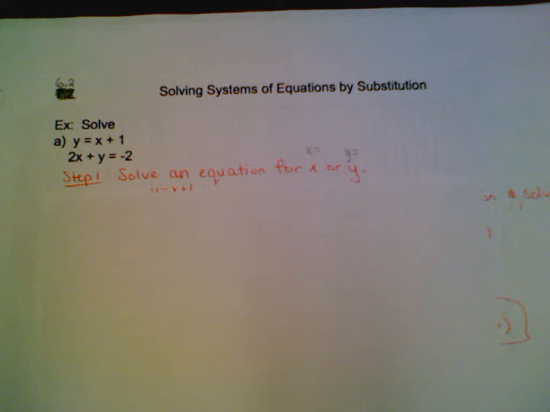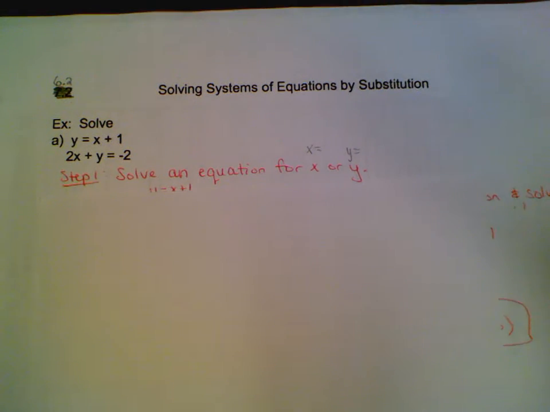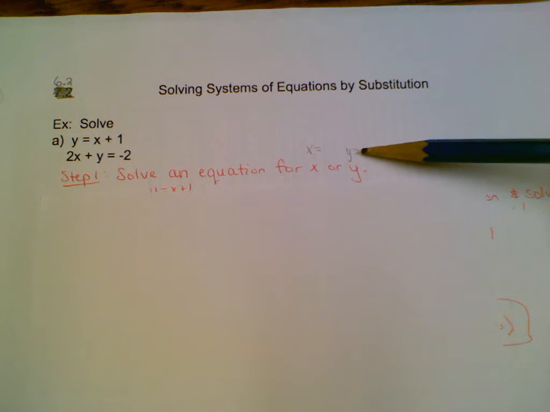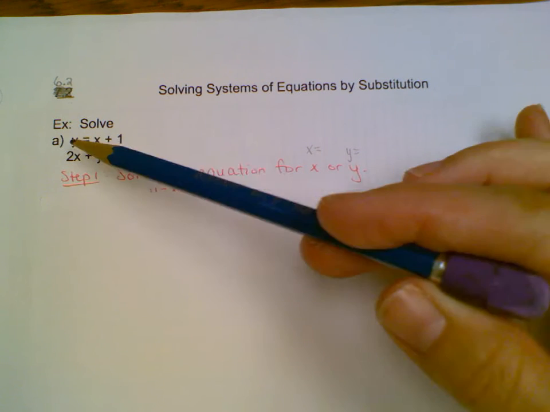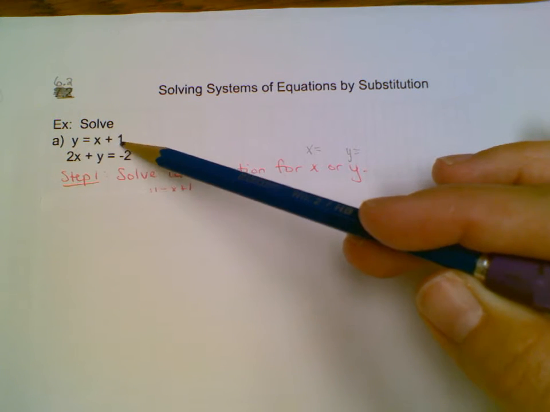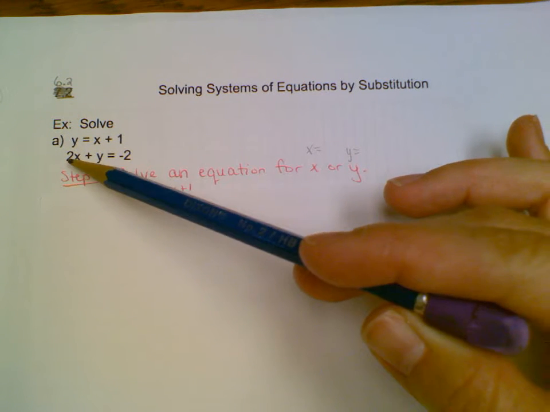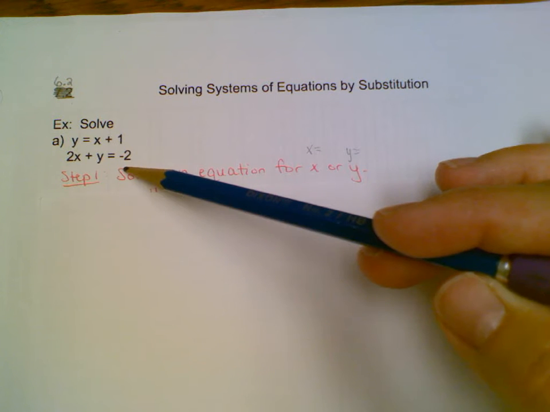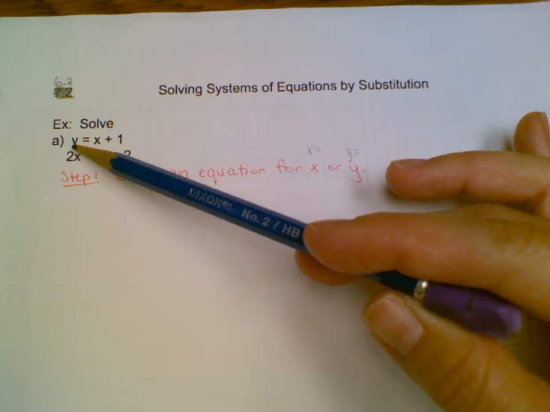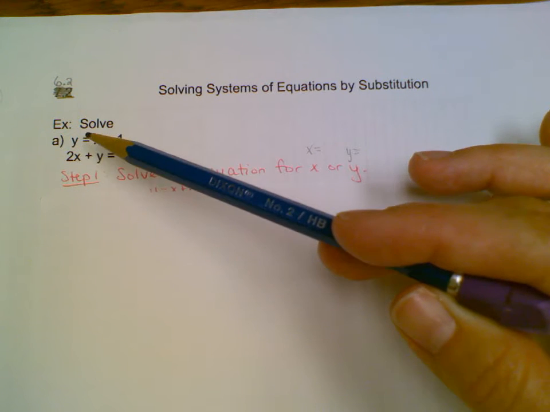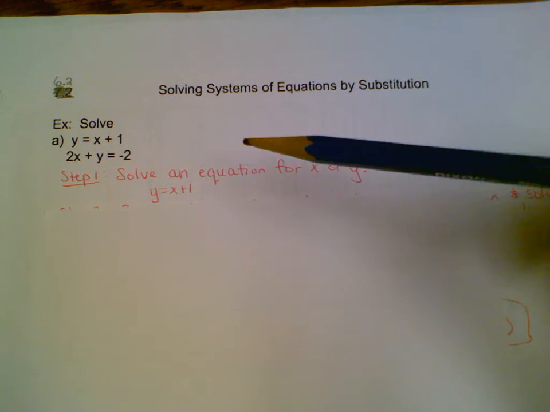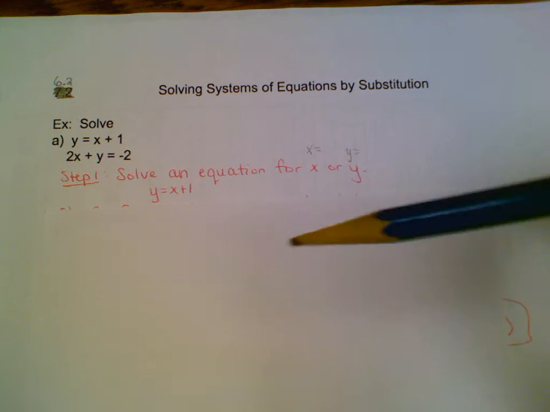If you'll notice, when I'm saying solve for x or y, I'm looking for one that says x equals or y equals. So on this top equation, you'll see that it starts by saying y equals x plus 1, but on the bottom one it says 2x plus y equals negative 2. This top one is solved for y, since the y is all by itself on the left-hand side before the equal sign. So that will be our equation that we use solve for y.